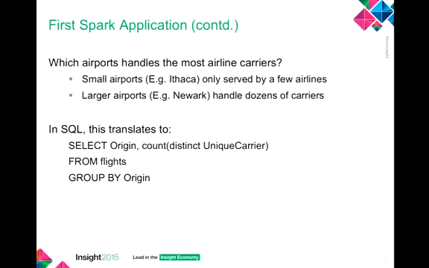I want to know from Spark which airports, I have this data which has flights and airports and so on, which airports handle the most carriers? Not the most flights, but the most carriers. For example, Ithaca, my favorite city, is actually a very small airport. I've been there a few times. I think they only have like 3 or 4 airlines, like United and American and so on. So the answer for Ithaca would be 4 at the end of this query. Not 40-some airlines, but only 4. And Newark has dozens of carriers. I think in the database I saw about 28 or so. So American, United, and so on.